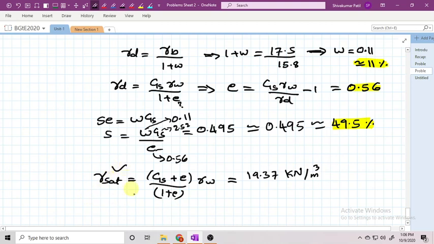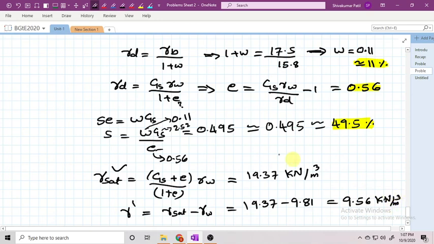Okay, once I know the gamma sat, I can calculate gamma dash, that is submerged density. Submerged unit weight, I should say, not density, is equal to saturated unit weight minus unit weight of water. So saturated unit weight how much? 19.37 minus 9.81. So you should get around 9.56 kilonewton per meter cube. This is your final answer, that is the submerged density of the soil.